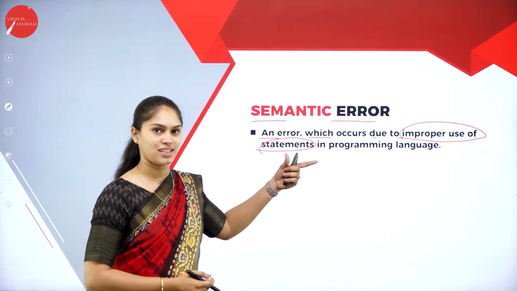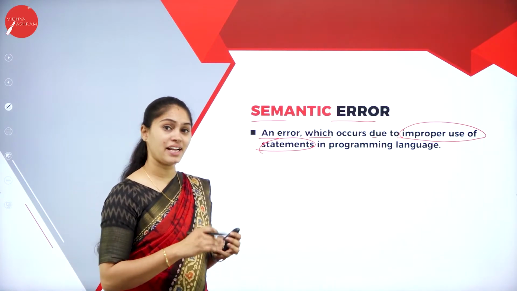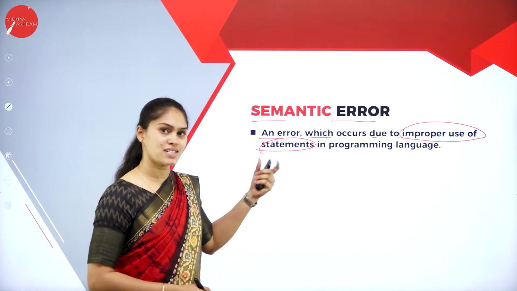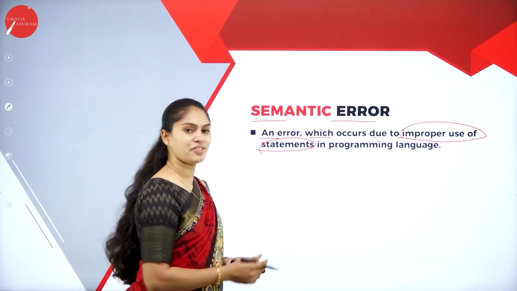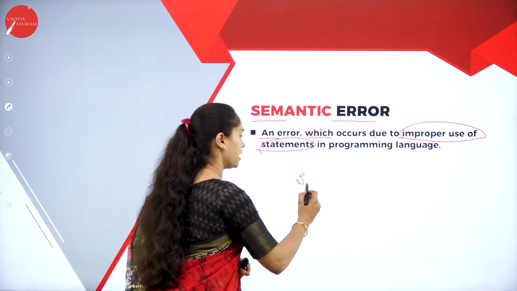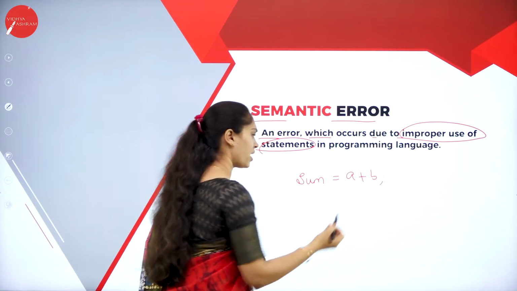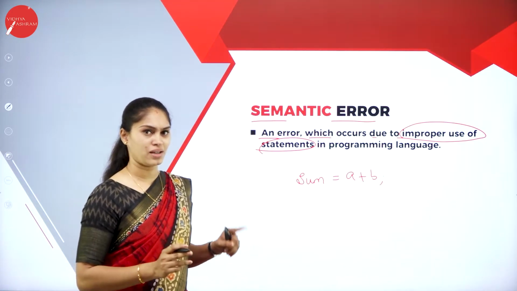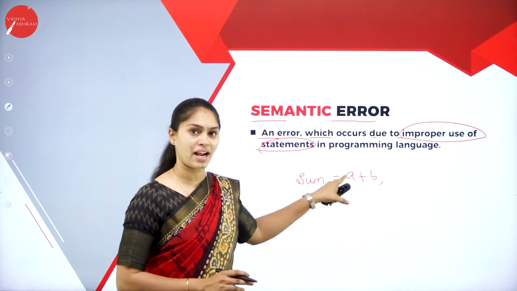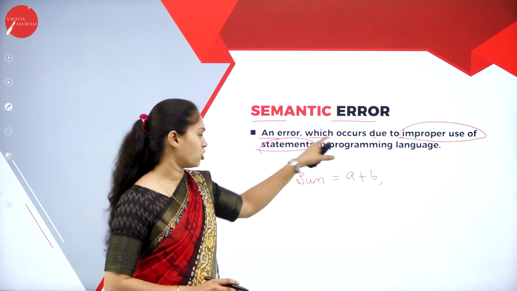Syntax is related to grammatical mistakes. When it comes to semantics, it is an improper usage of a statement. That kind of error is known as a semantic error. Let me take one example. Here, sum is equal to a plus b. What am I doing? I am taking two variables a and b, adding them, and copying the value to sum.